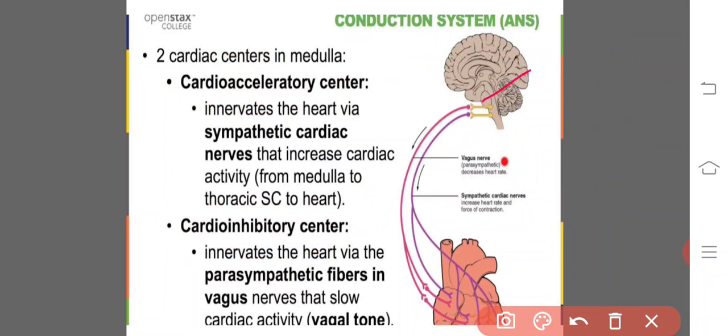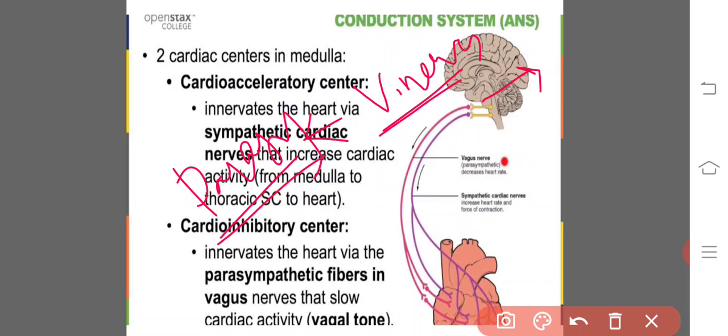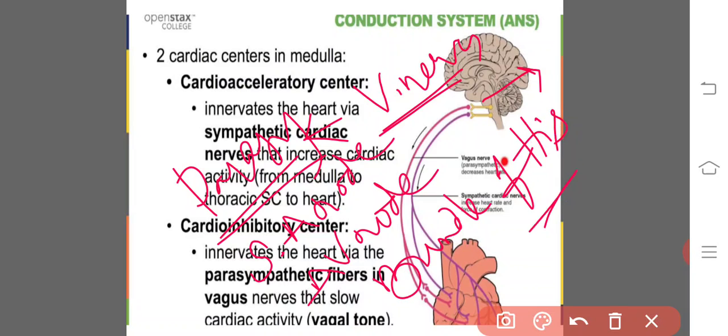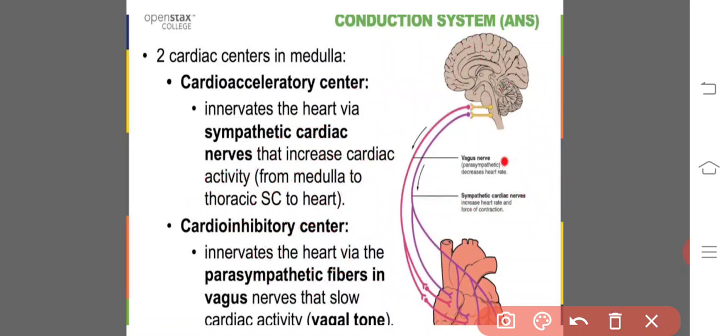This upper one is the cardiac inhibitory center. From this center, one pair of vagus nerves emerges. This vagus nerve has parasympathetic nerve endings, which interact with the SA node, that is the sinoauricular node, the AV node, the auriculoventricular node, and the bundle of His. The nerve endings of these parasympathetic fibers release a particular neurotransmitter which we know as acetylcholine, ACH.